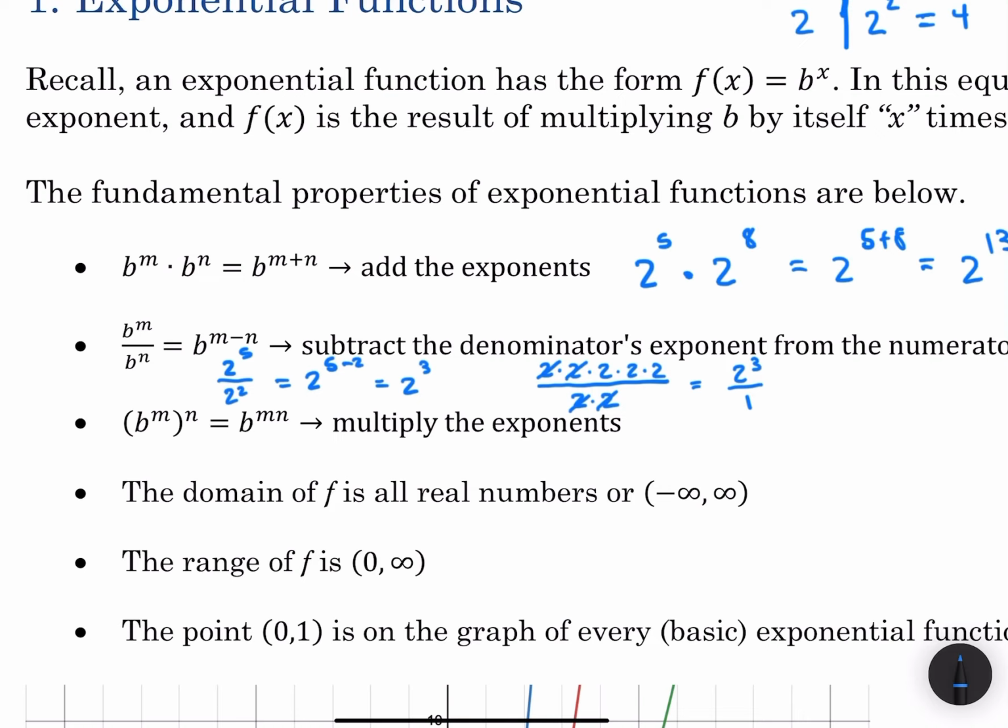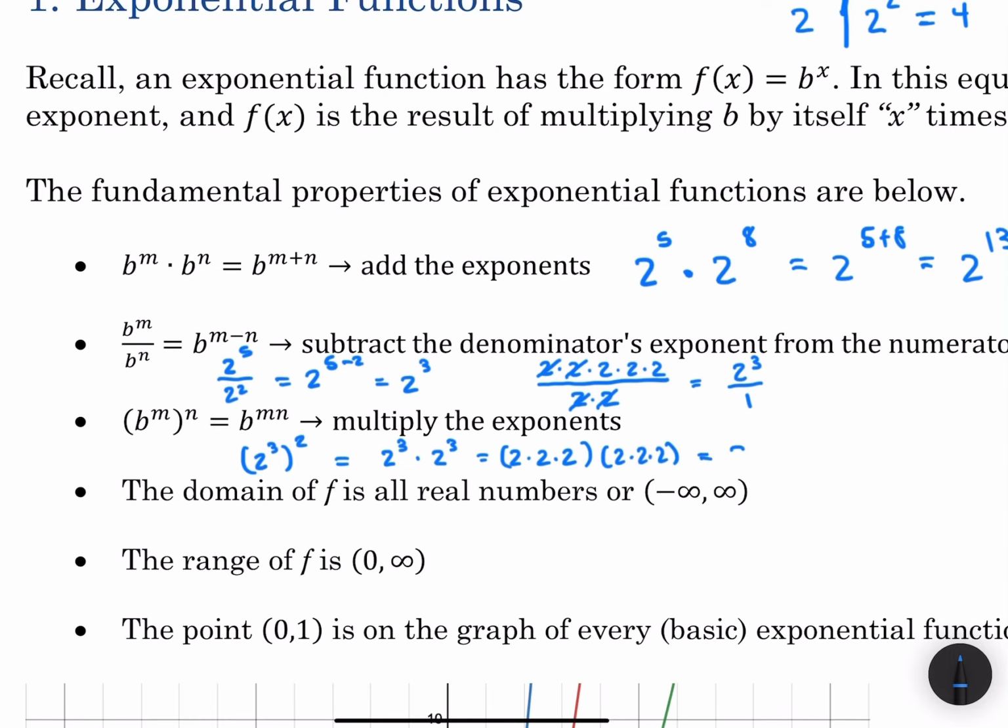Similarly, if I have b to the m to the n power, so I have a power to a power, we can just multiply the exponents. So if I had 2 cubed squared, that's really equal to 2 cubed times 2 cubed, which is really just 2 times 2 times 2 for the first set of 2's, and 2 times 2 times 2 for the second set of 2's, which is going to give us 6 2's altogether. So 2 to the 6. The shortcut is we could multiply the exponents.